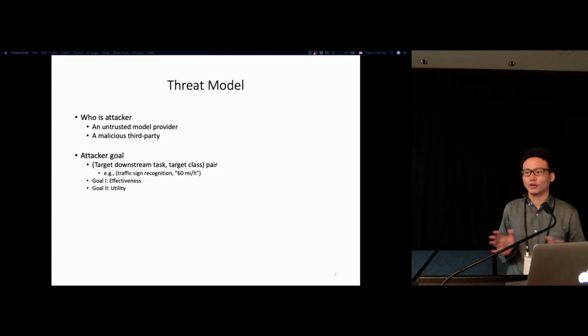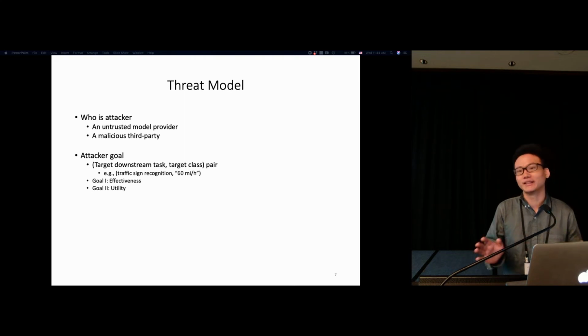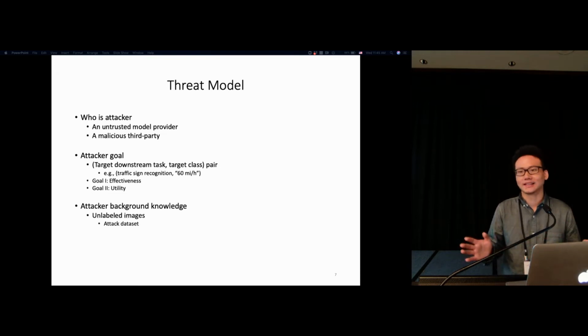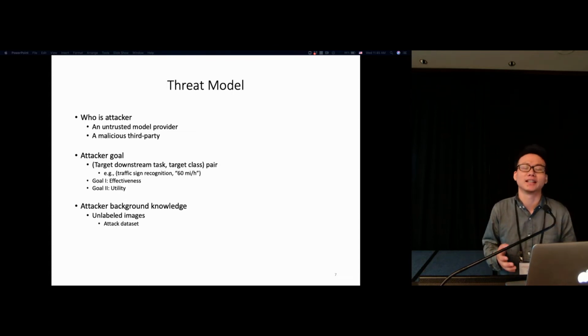The second goal is the utility goal, which means that we should not sacrifice the utility of the image encoder. To perform the attack, we assume the attacker has some unlabeled images, which we call the tag dataset. For instance, when the attacker is an untrusted model provider, the attacker can use the pre-training dataset as a tag dataset. When the attacker is a malicious third party, the attacker can use some publicly available dataset as a tag dataset.